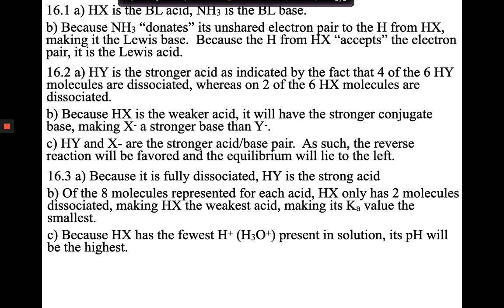Okay. Then it says B, which is the stronger base? So let's talk about that. So we understand that we think of the strength of an acid as being opposite the strength of its conjugate base. And so we know that HY is a stronger acid, which means that Y is a weaker base, because if it were a stronger base, it would go backwards and it would weaken the acid. Because HX is the weaker acid, it will have the stronger conjugate base. Did I just answer the question backwards?